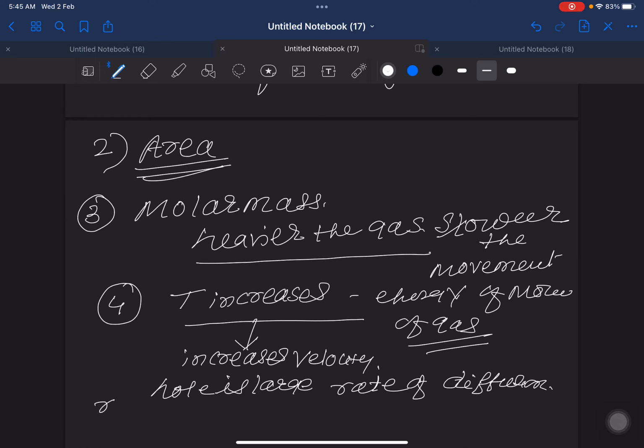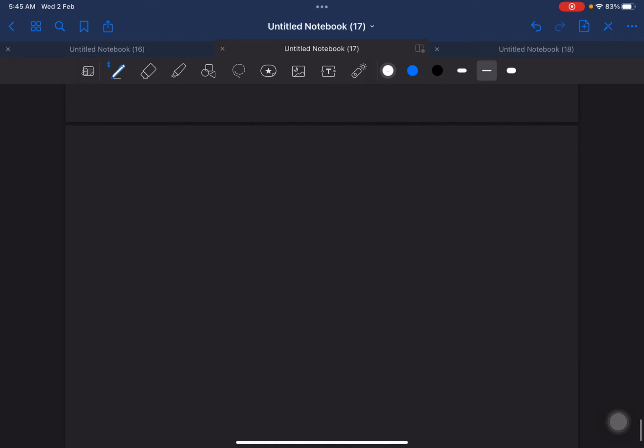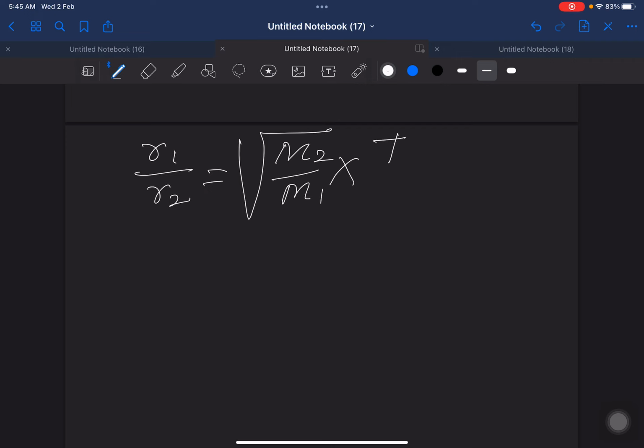The radius of the hole, R1 upon R2 is equal to under root of, इसको ले सकते हैं हम लोग, if temperature of two gases are T1 and T2 at constant pressure, then we can write R1 upon R2 is equal to under root of M2 upon M1 into T1 upon T2.